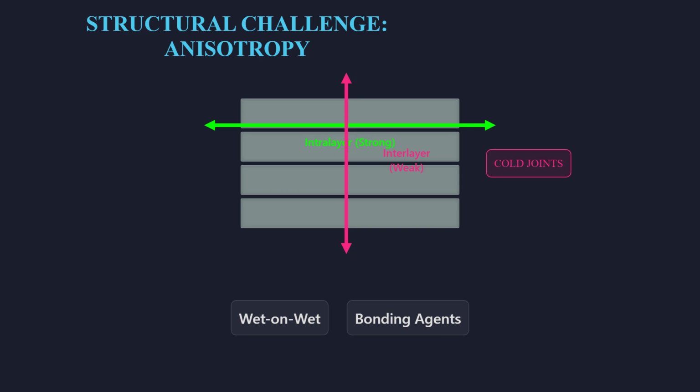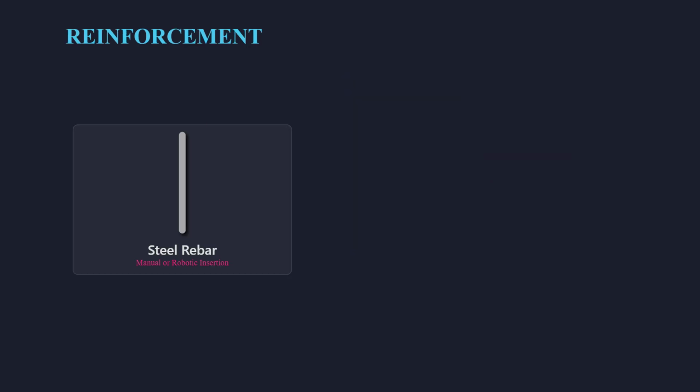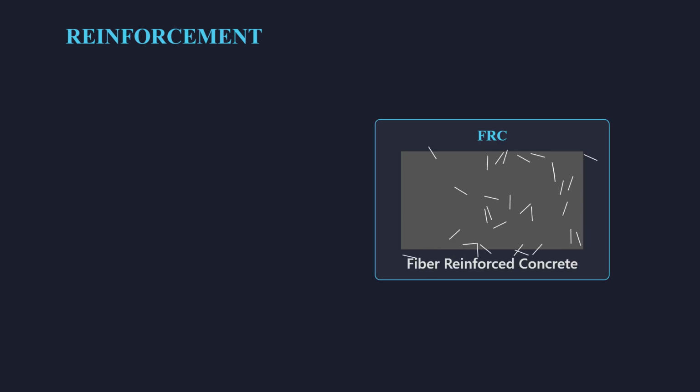Improving interlayer adhesion requires minimizing the time gap between layer depositions to ensure wet-on-wet printing. Alternatively, chemical bonding agents can be applied to the surface of the previous layer immediately before the next is extruded to promote chemical fusion. Printed concrete, like conventional concrete, possesses high compressive strength but inherently low tensile strength, necessitating reinforcement for structural applications. Traditional steel rebar cannot be extruded and must be integrated either manually into pre-printed cavities or robotically placed during the printing process.